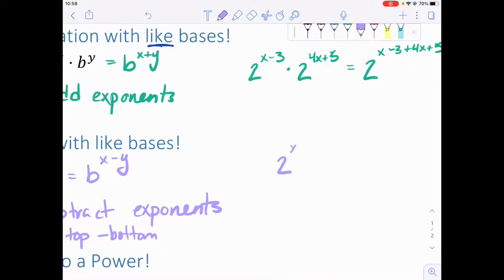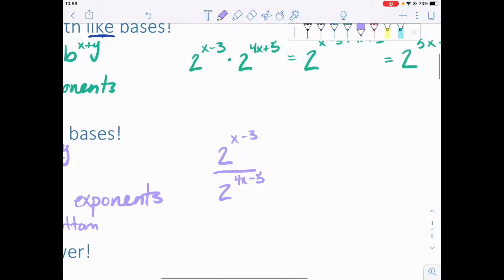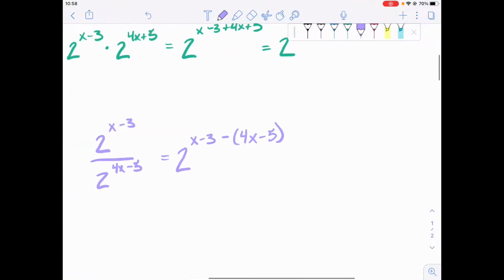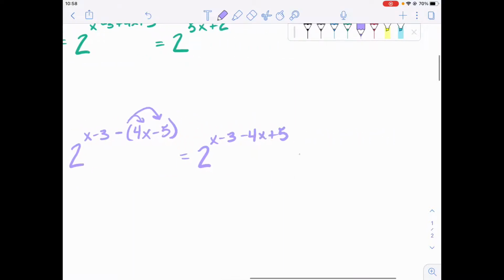Again, we can do this even if we had complicated exponents. So let's do this one, 2 to the x minus 3 divided by 2 to the 4x minus 5. Here we're going to have 2 to the x minus 3 minus this whole thing, 4x minus 5. This is kind of like rationals. We have to remember to subtract the whole thing. So this is actually 2 to the x minus 3 minus 4x plus 5. Or if we combine, we get 2 to the negative 3x plus 2.